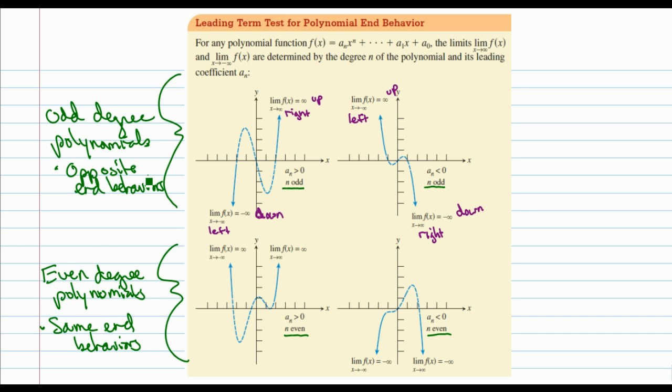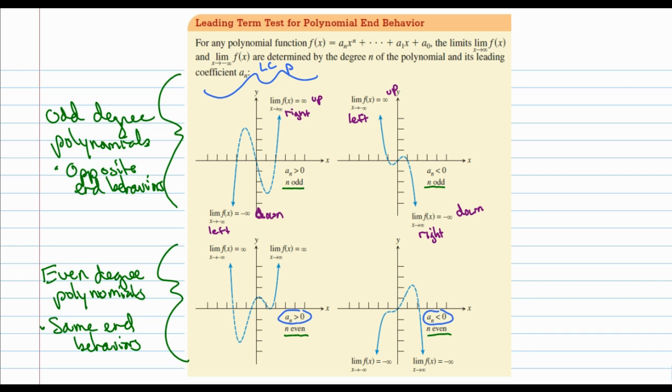Now, how do you know whether both end behaviors of an even polynomial are face up or both end behaviors of an even polynomial are face down? That is determined by this guy. The leading coefficient is positive. You're going to end up with one of these two.